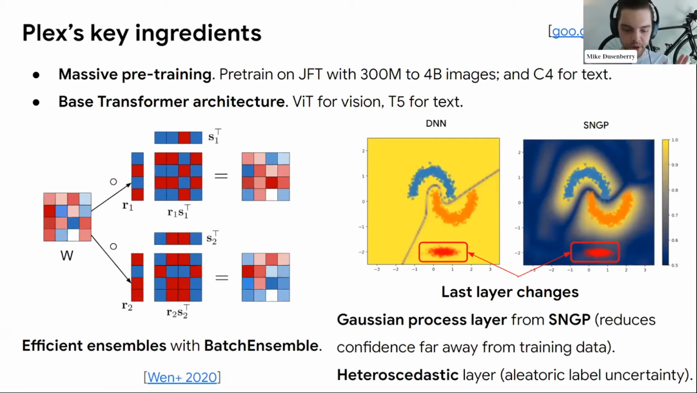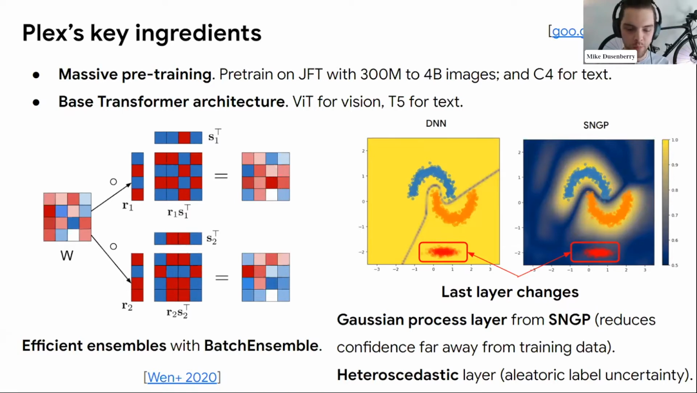All right, and so then what do we come to with Plex? What are the overall key ingredients from the modeling side? We would say there are 3 categories of ingredients. One is the idea of large-scale pre-training, which is very common now. So pre-training on JFT, like I said, or C4 for text. We pair that with a transformer-based architecture. So we just said Vision Transformer for vision, T5 for text.